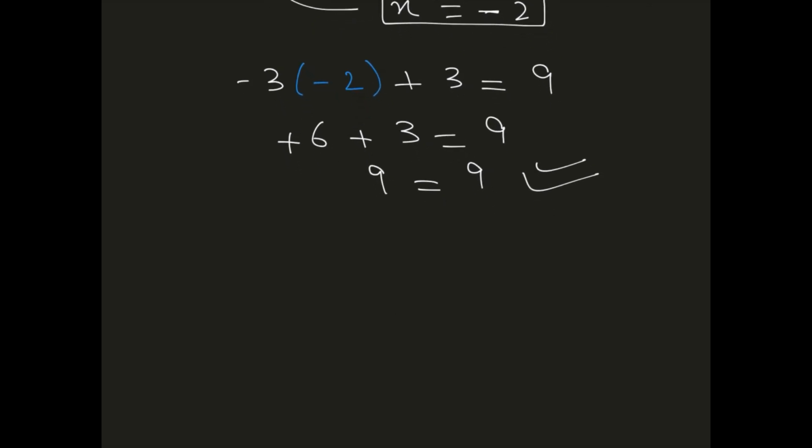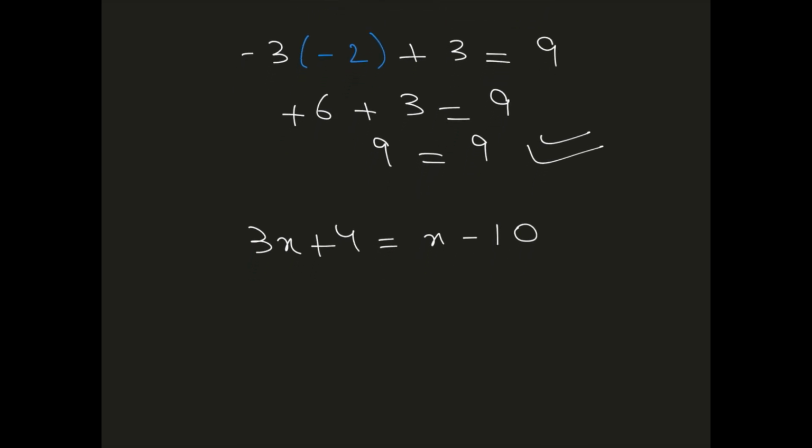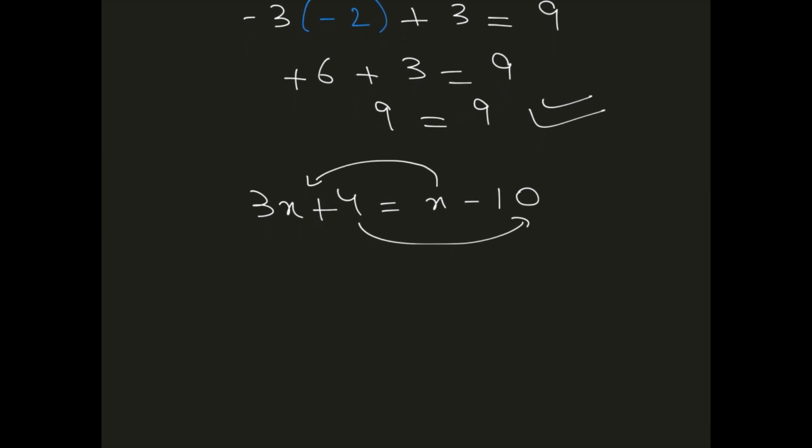Now what if you have variables on both sides of the equation? So let's say we have something like 3x plus 4 is equal to x minus 10, right? So what you do is, you will do the same thing, you'll group the variables together and the constants together. So for doing that, we'll have to bring the x over here and the 4 over there. Now how can you do that?